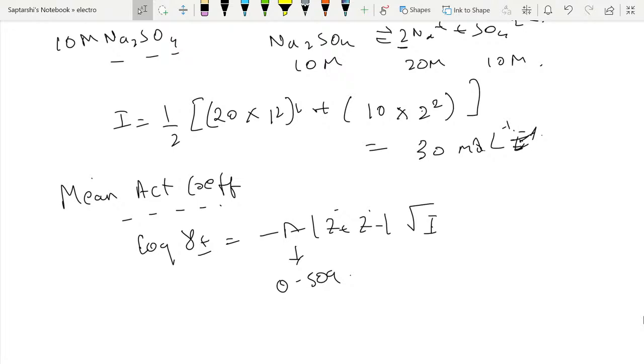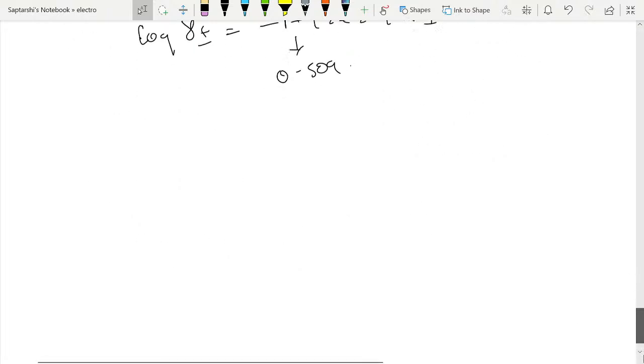So that is more or less of it, and now we'll look into some numericals. Yes, some more numericals, because numericals are the most important things, right?